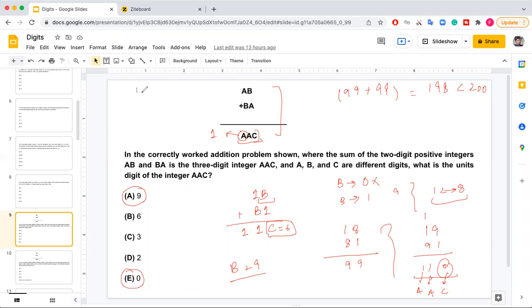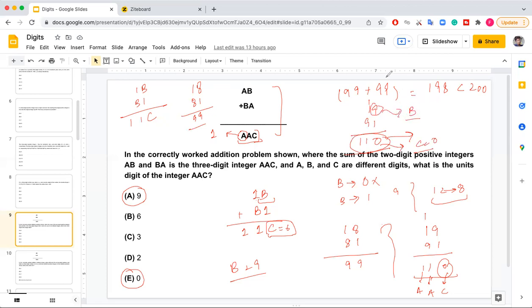Okay, so we have 1B plus B1, the result is 1C, right? I just told you that B has to be 9. B can never be another value less than 9. For example, consider the maximum value of B less than 9, which is 8. So 18 and 81. If you sum this, the result is 99, not a 3-digit integer. So B has to be 9. So 19 plus 91, the sum is 110. In that case, we are having a 3-digit integer, which is 110, in which C came out to be 0 and B is 9.